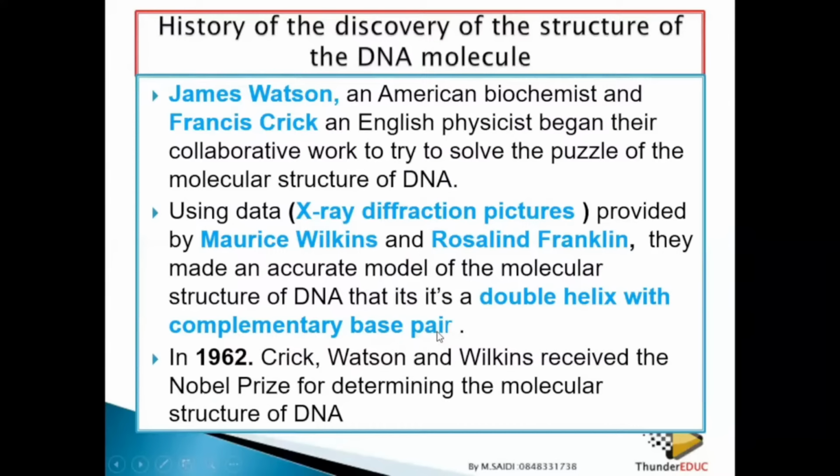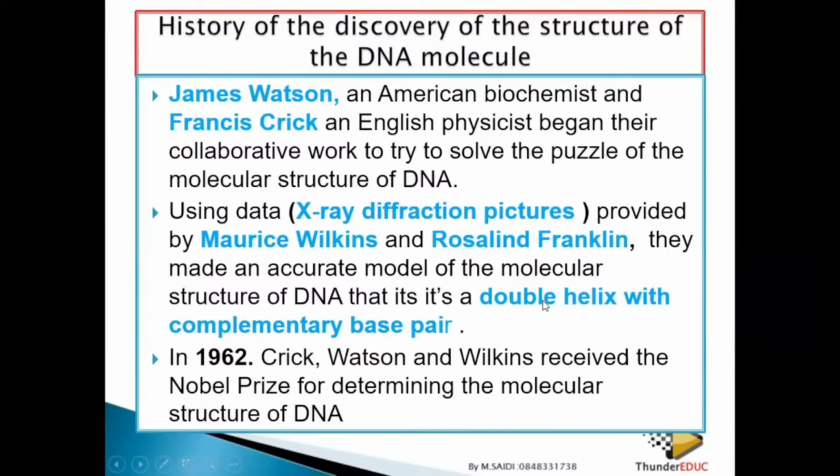They found out that DNA consists of adenine, thymine, guanine, and cytosine. They found that the percentage of adenine is equal to the percentage of thymine, and the percentage of guanine is equal to the percentage of cytosine. Therefore, they say that adenine complements thymine and guanine complements cytosine. These are complementary base pairs. This is how this came about.